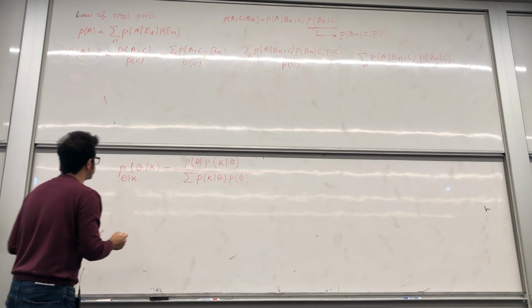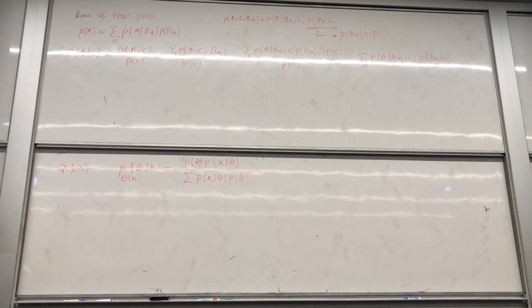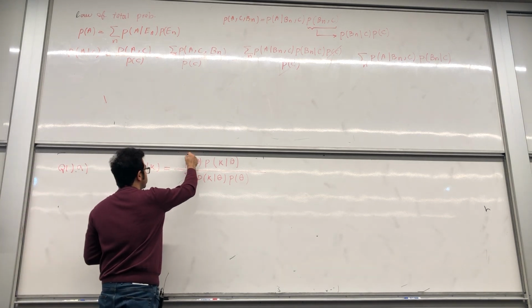Okay, now let's find each of the terms. What is the probability of theta? The probability of theta, picking each of those students. Each student is equally likely to belong to one of them. Okay, equally likely. So the probability of theta is 1/3.